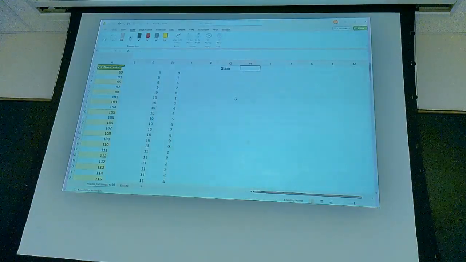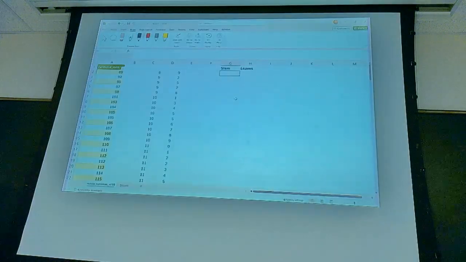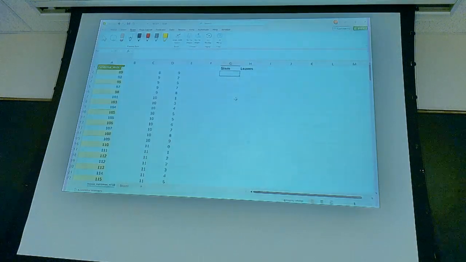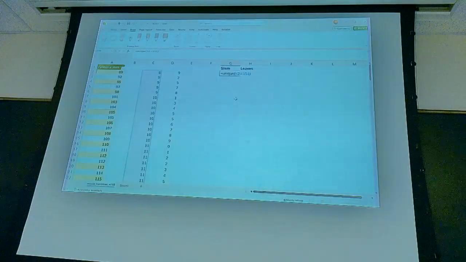Now I can start to create my stem and my leaves. We only want unique stems, right? I don't want to list out 8 however many times you have an 80. So this is unique. It'll be C2 to C151, where I list out all of my integers when divided by 10.